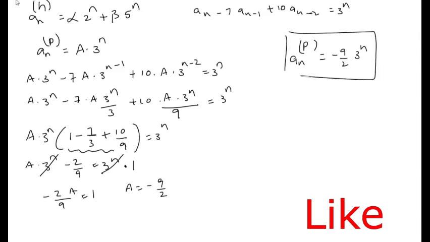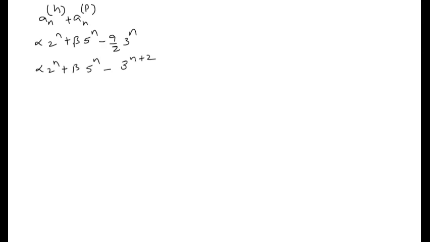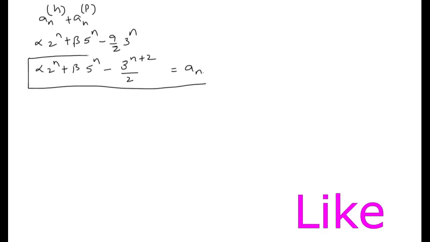So this is the particular solution. Now the final solution is an of h plus an of p is the final solution. Alpha into 2 power n plus beta into 5 power n plus an of p is minus 9 by 2 into 3 power n. This 9 can be written as 3 square, so 3 power n plus 2 by 2 we can write. This is the final solution for the linear non-homogeneous recurrence relation with constant coefficients.